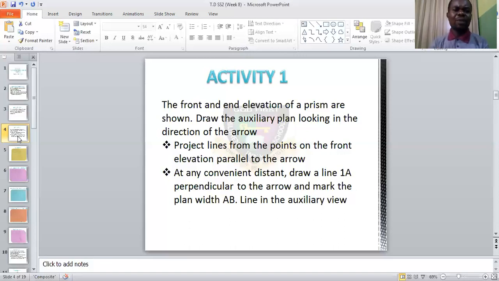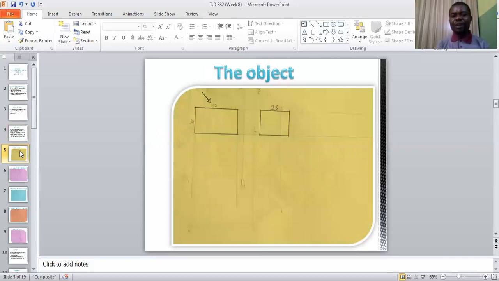Let us look at what I've just said. This is the object. You are told the front elevation and the end elevation. Then you want to draw the auxiliary view of the plan; it should go down, in the direction of the arrow. That is what they are telling you. If you draw it at this side, that means you have disobeyed the direction of the arrow. So please take note of that.